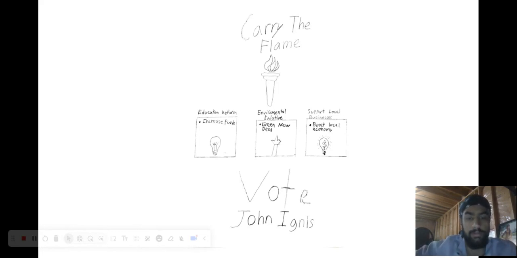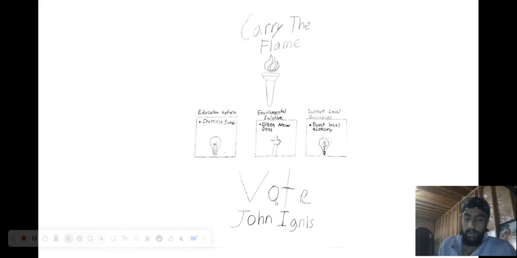I think supporting local businesses, once again, ties back into the whole idea of playing your part in society, making your contribution. So I think supporting local businesses is something that liberals would be able to get behind, because they tend to be, compared to conservatives, much more against corporations and big institutions controlling everything. So I think that's a policy that would really work for them.